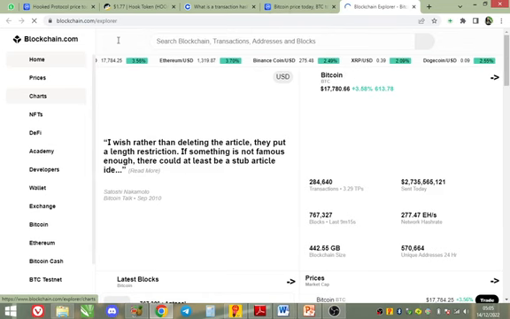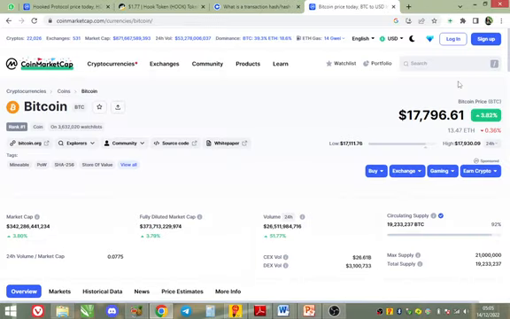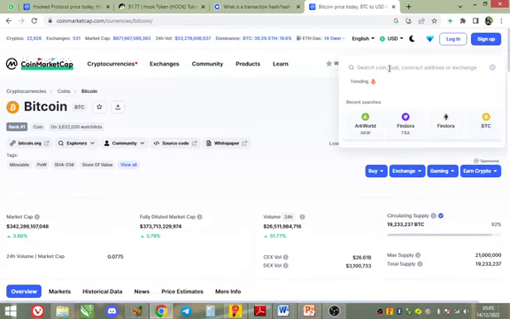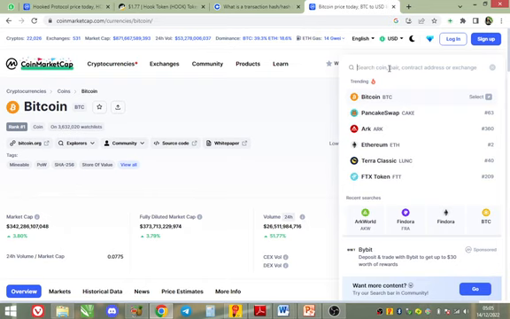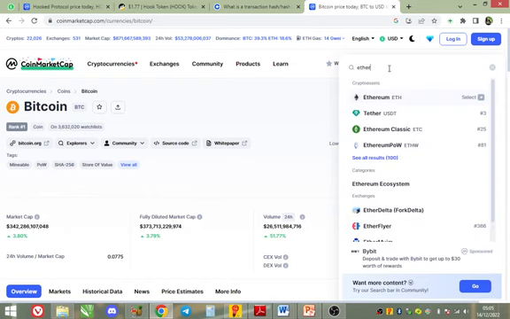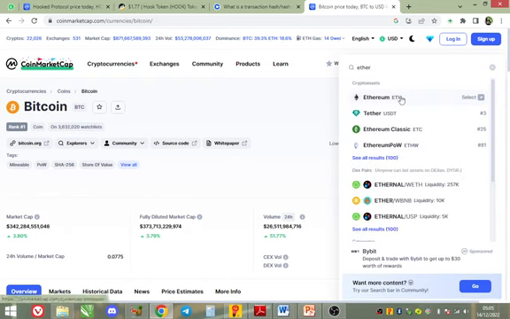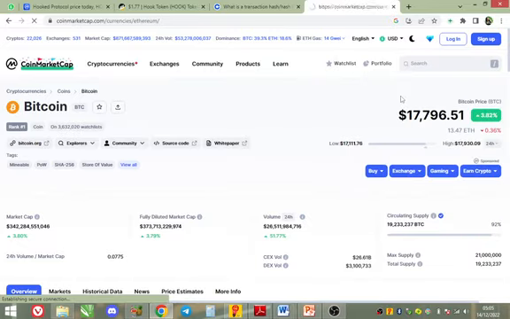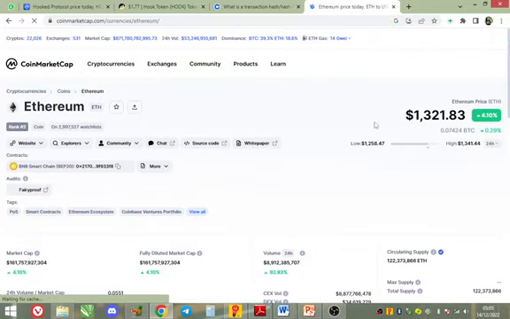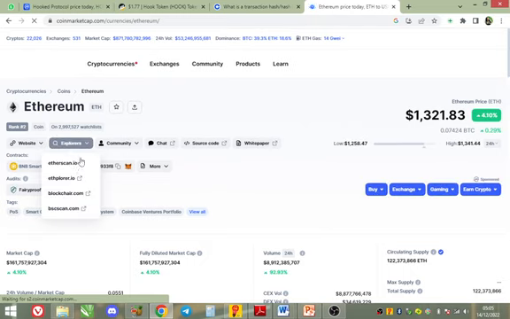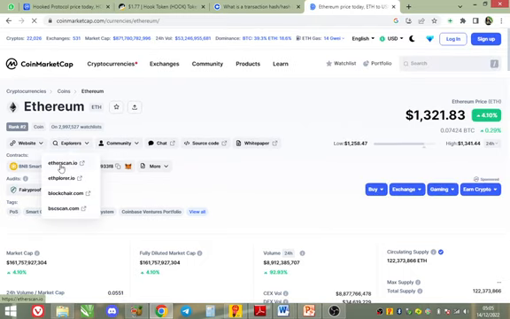Let me use Ethereum. This is Ethereum. The reason why I want to use Ethereum is because Ethereum has its major wallet. So let me use Etherscan. So this is Etherscan.